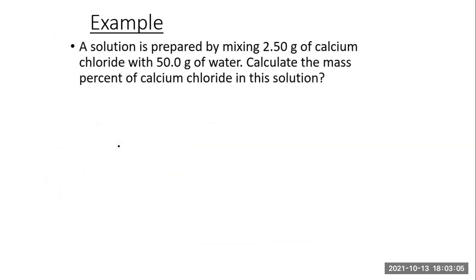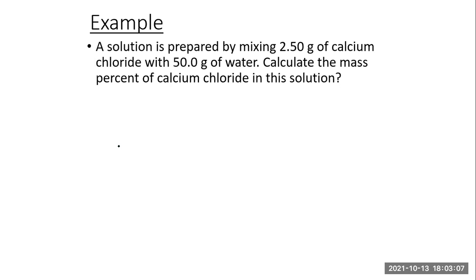So why don't you take a second here. A solution is prepared by mixing 2.5 grams of calcium chloride with 50 grams of water. What is the mass percent? So again, here we're looking for percent mass to mass. So take a minute or two and see what you come up with.